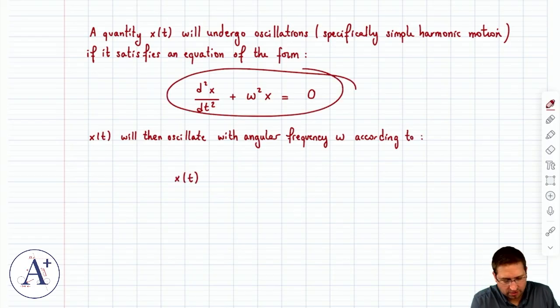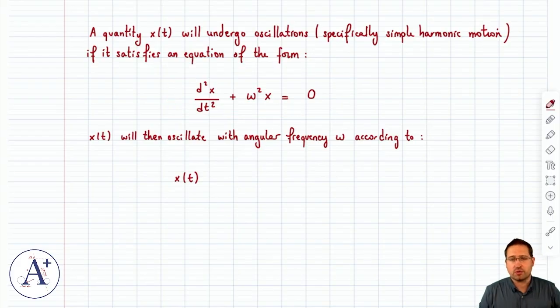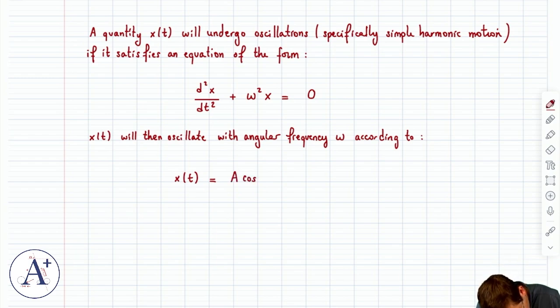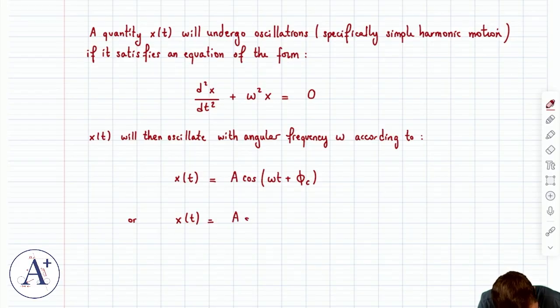Well, if I have an equation like this, which is called a differential equation, it's a second order differential equation with constant coefficients, doesn't matter. Nobody expects you to know how to solve it. Everybody expects you to understand that the solution looks like this. Okay, x of t is going to be equal to capital A, which is going to be the amplitude, cosine of omega t plus phi sub c, or you could write the same thing with sine instead of cosine. A sine omega t plus phi sub s.